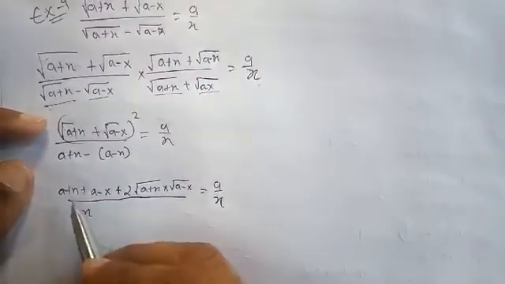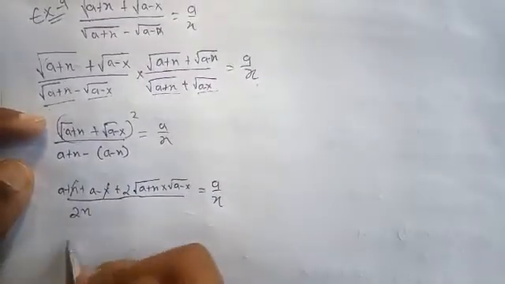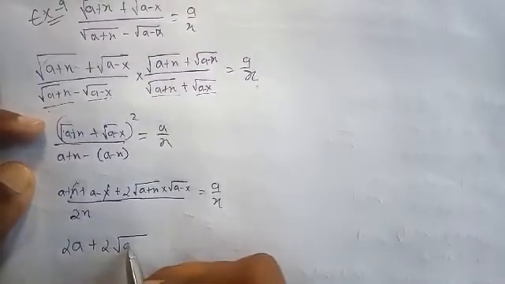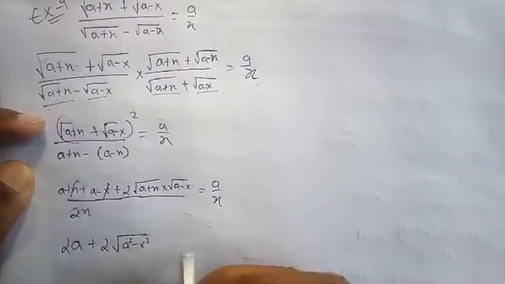Okay, now you guys can have a look over here. This and this can get cancelled out. So what is left with me? 2a plus 2a square minus x square. I can write it like this.